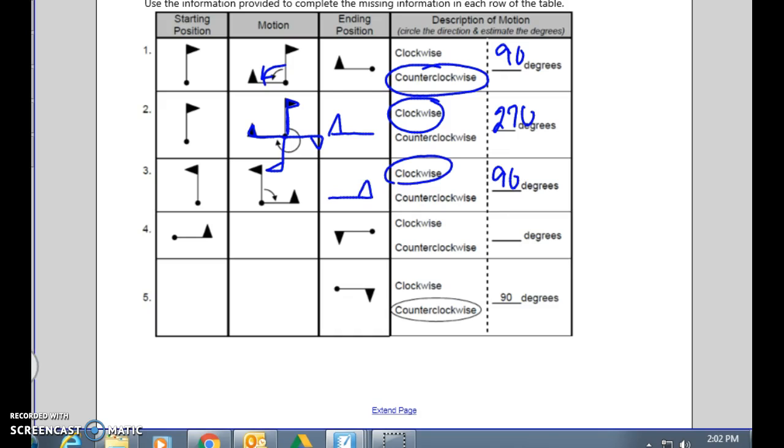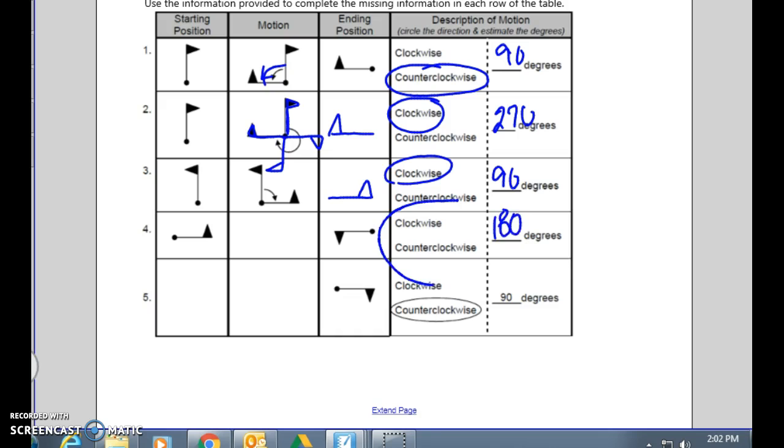Okay, starting on number 4, I'm tricking you, so you have to be careful. Clockwise or counterclockwise? Clockwise. And you can go either way. Yes. How far did it go? Okay, so we all agree on 180, right?